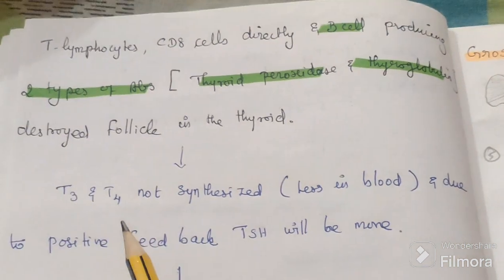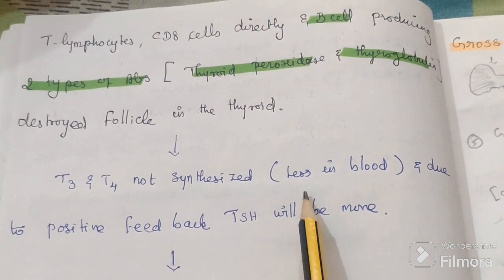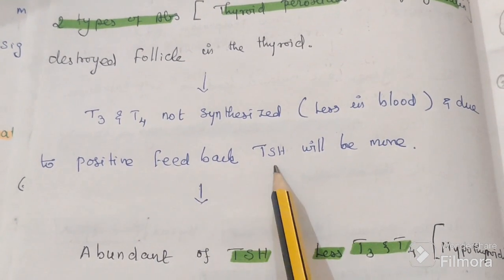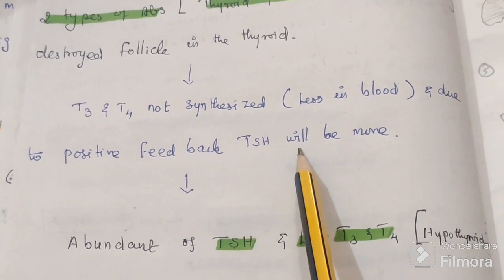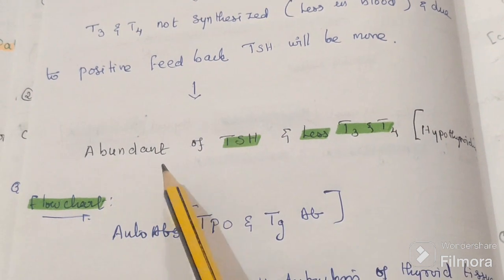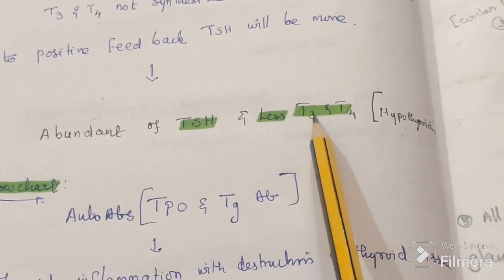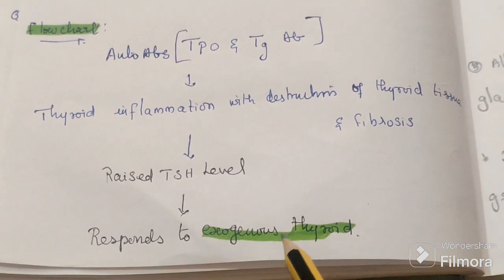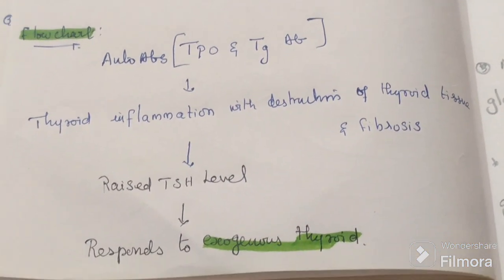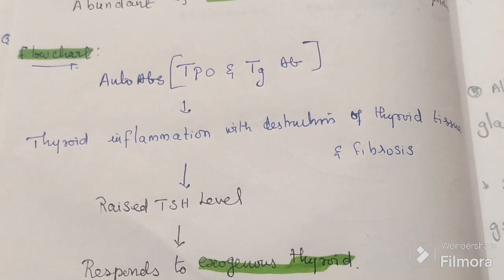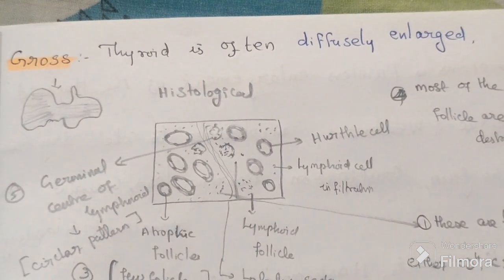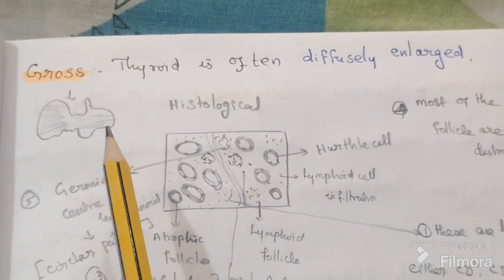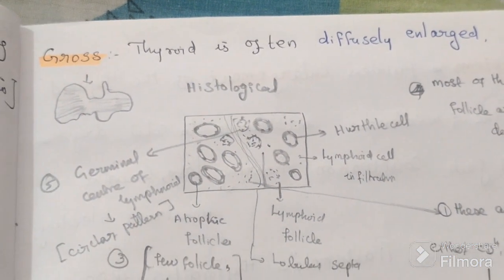So T3, T4 not synthesized. There is very little in the blood, and due to positive feedback thyroid stimulating hormone will be more. So abundant TSH, less T3 and T4, it leads to hypothyroidism. This one is the notes format. Next one is gross: venous enlargement, enlargement of the organ. Next one is histology.